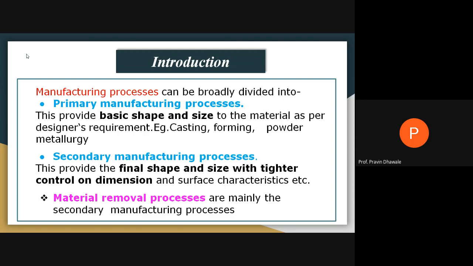The second type is the secondary manufacturing process. It provides the final shape and size to the workpiece or material with a high degree of accuracy and a high degree of surface finish, that is, surface characteristics. Such processes are called secondary manufacturing processes. All the material removing processes you have studied earlier come under the category of secondary manufacturing processes, which we covered in the last lecture.